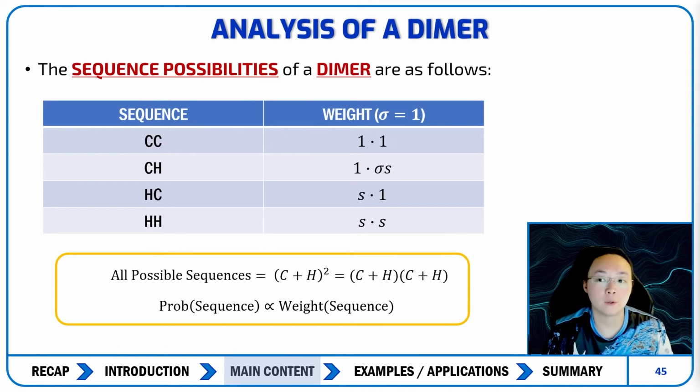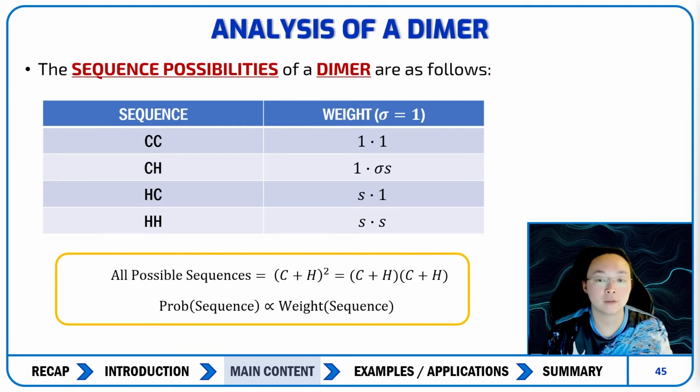We're now going to take a look at a dimer as an example. So a dimer is essentially a polymer of N equals 2. So we basically have 2 monomers. So we can obtain a list of all possible sequences of a dimer by combining them. So we have CC, CH, HC, HH. Those are the only possibilities when you just have 2 monomers.